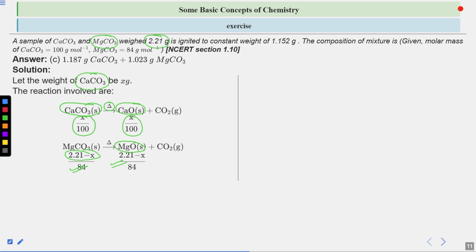Is it clear? Are these two steps clear to you? Any doubt in this? Yes, Anurag, what is your doubt?